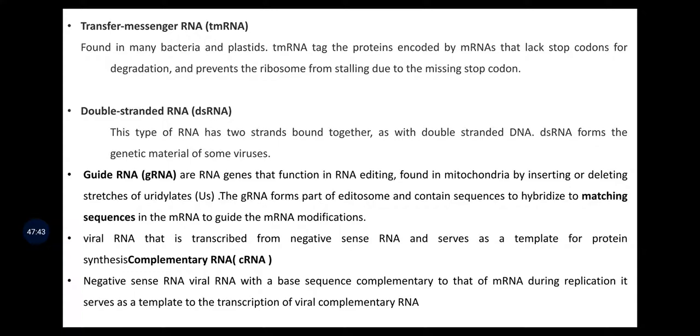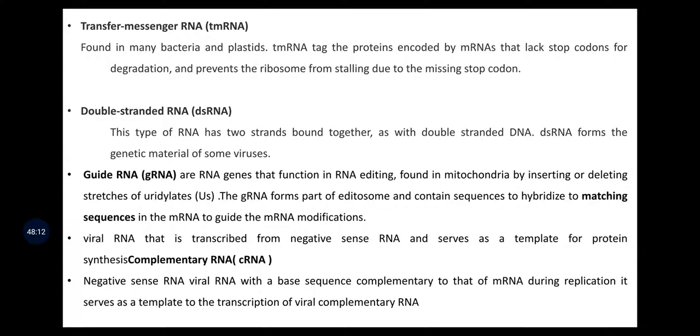Coming to guide RNA, that is gRNA: these are the RNA genes that function in RNA editing found in mitochondria by inserting or deleting stretches of uridylates. gRNA forms part of the editosome, that is the editing process, and contains sequences to hybridize to matching sequences in the mRNA to guide the mRNA modifications.